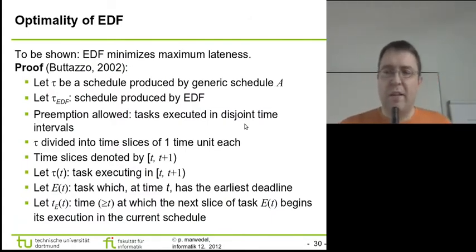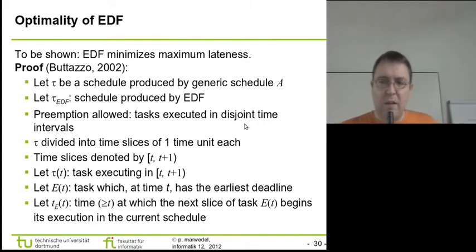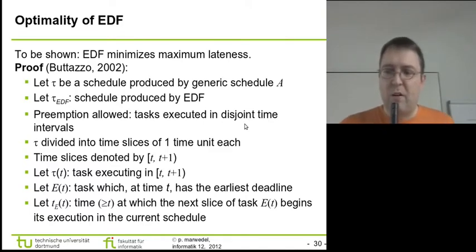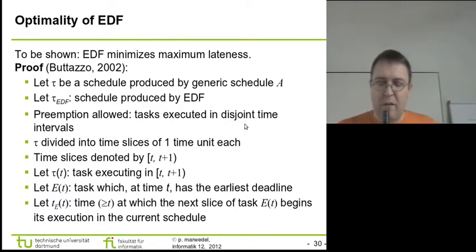Now again we want to show that EDF is an optimal scheduling algorithm, so we want to show that EDF minimizes the maximum lateness. And the proof again was performed by Buttazzo 10 years ago. We start off with some definitions. We define tau to be a schedule that is produced by some generic scheduling algorithm A. And we have a tau EDF schedule, which is a schedule that would be produced by an EDF scheduler. We want to allow preemption, so preemption means that tasks are executed in disjoint time intervals, so there can be an interruption between the time two parts of a task execute.